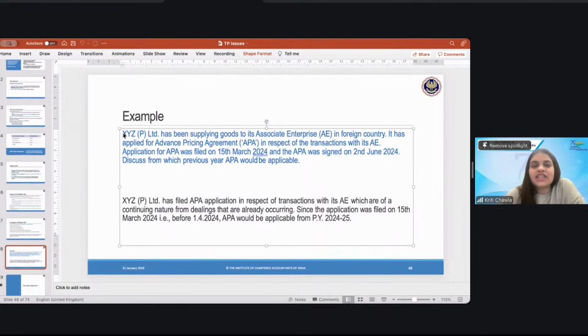Okay, so this particular question talks about XYZ Private Limited. They have been supplying to its AEs and they have applied for APA. Now, how does it suggest that this is a recurring transaction? Well, the wording says that it has been supplying goods to its associated entity. This basically signals that this is going to be a continuing transaction, a repetitive transaction. So we'll have to follow the first pointer that was provided in the rules.